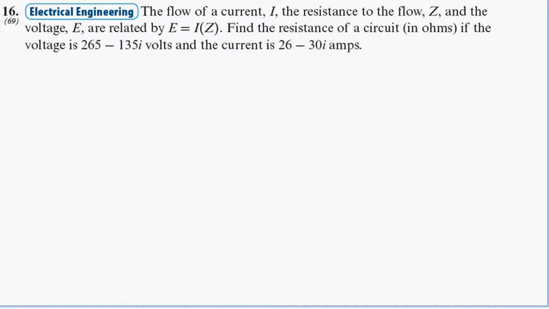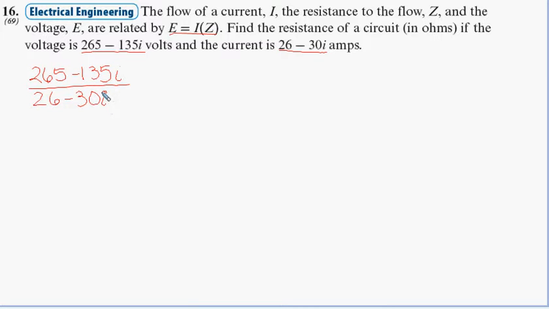Okay, this problem is asking us to find the resistance, and the resistance is Z, which means that if you can see this equation right here, do you see that we need to take E divided by I? So what is the E value? That's the voltage, which means that we want the voltage divided by the current, all right? So 265 minus 135i over 26 minus 30i.